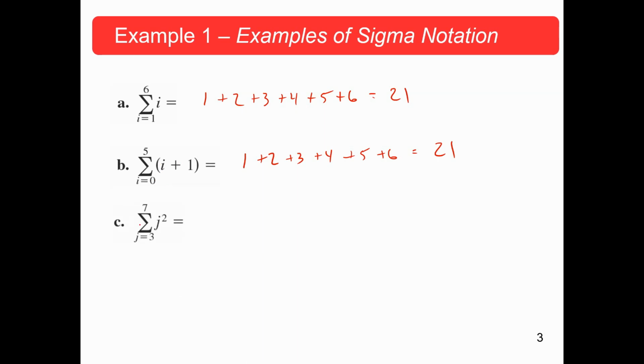Now here, notice that our index of summation is a j instead of an i. It really doesn't matter. It can be any letter. j equals 3, so we're going to start at 3 and say 3 squared plus 4 squared plus 5 squared plus 6 squared plus 7 squared. So this gives us 9 plus 16 plus 25 plus 36 plus 49, which gives us 135.